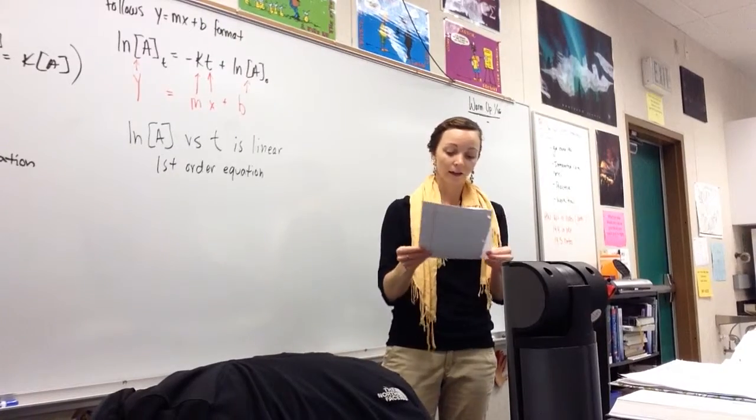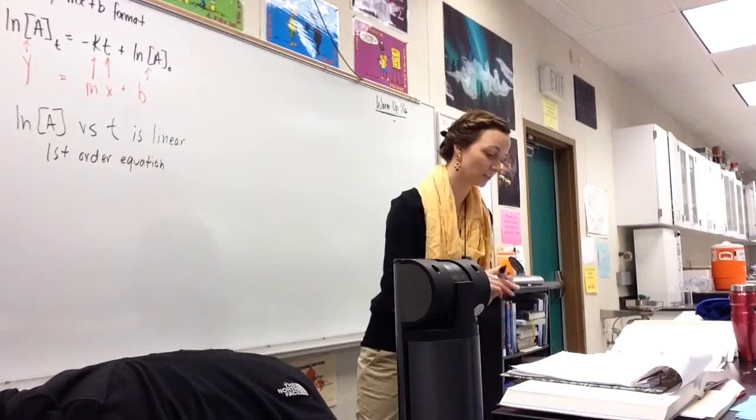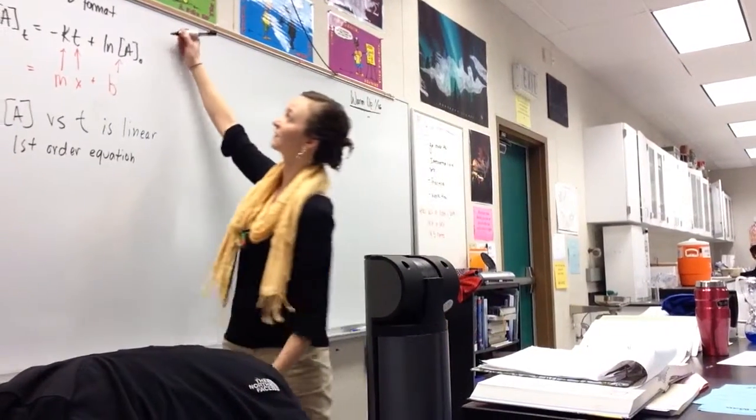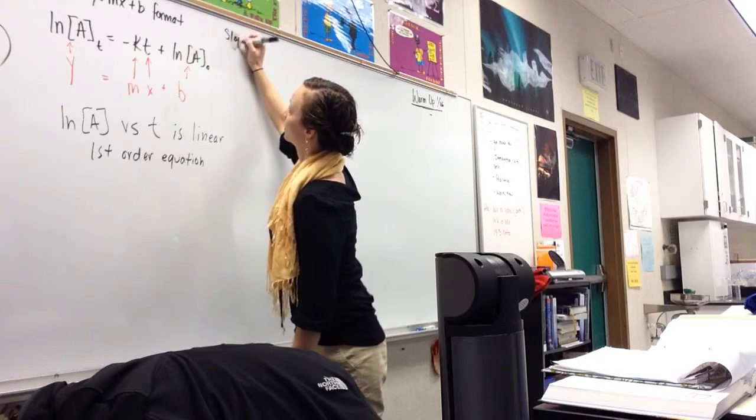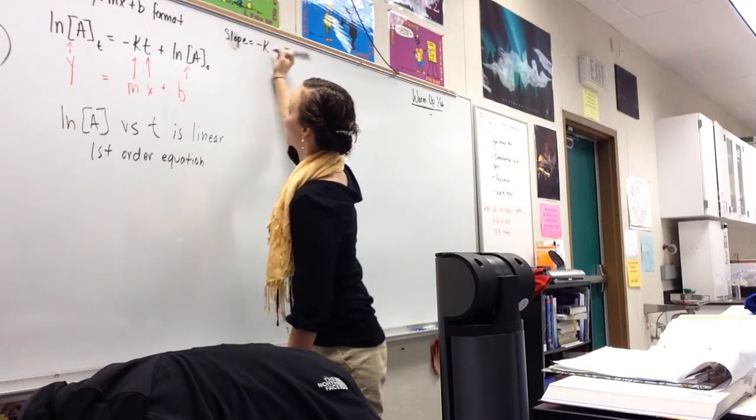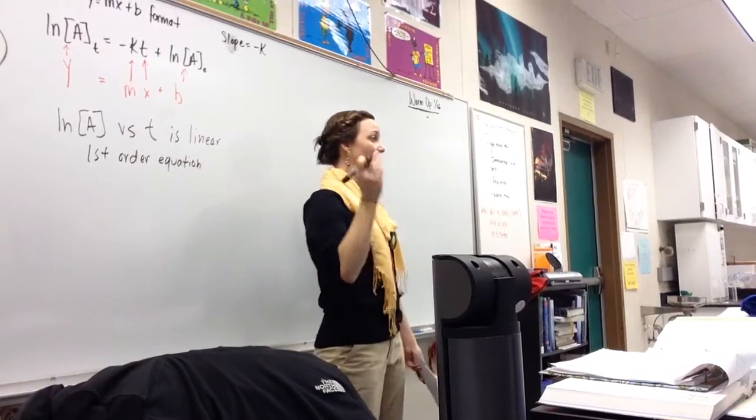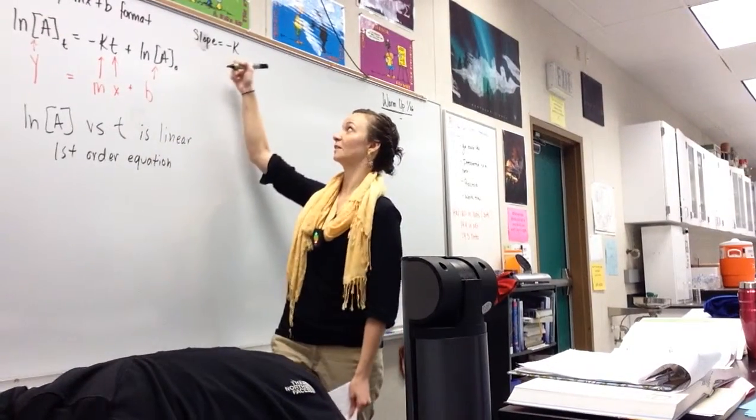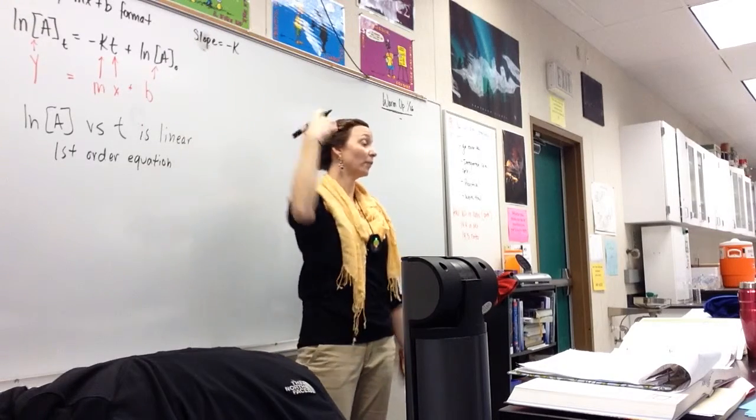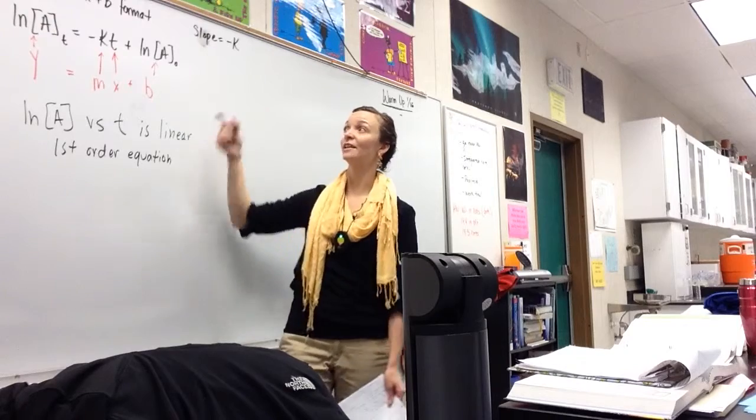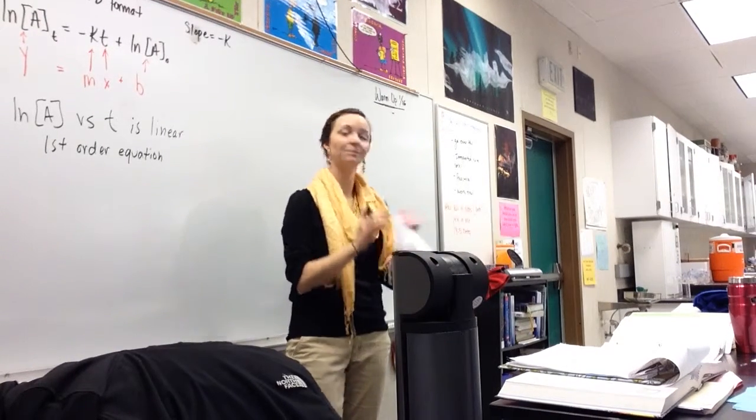Okay, something to take note of for first order equations especially is that your slope is equal to negative k. So when you set it up like that, if you do graph it, the slope of that linear line that you're going to get is equal to negative k. So this is handy if you just have data and you need to figure out what your k is. You can graph it and then find the slope, and then you can get your k. There's lots of stuff you can do with that.